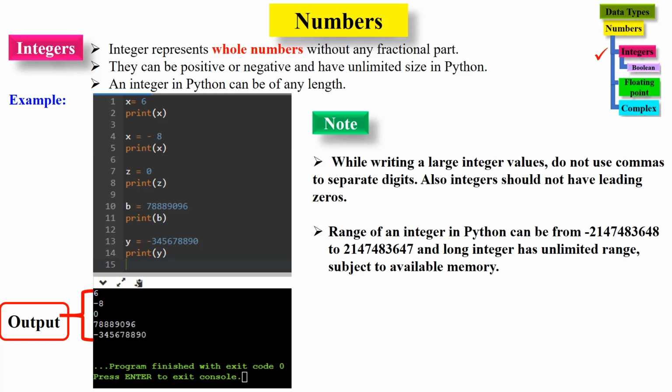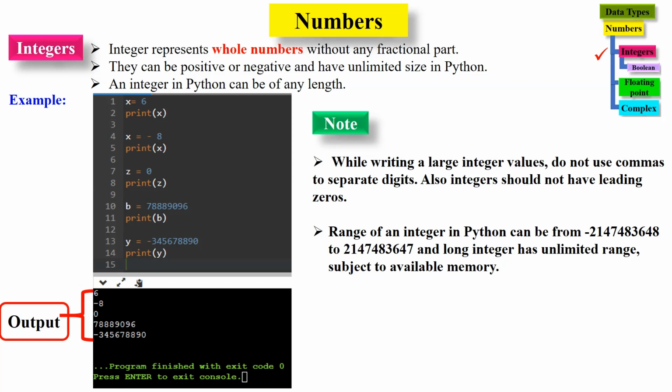Integer represents whole numbers without any fractional part. They can be positive or negative and have unlimited size in Python. An integer in Python can be of any length. Let's look at the examples.